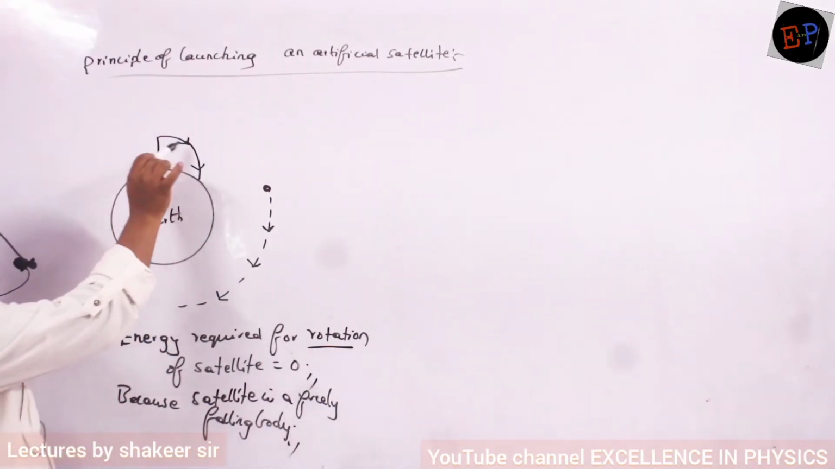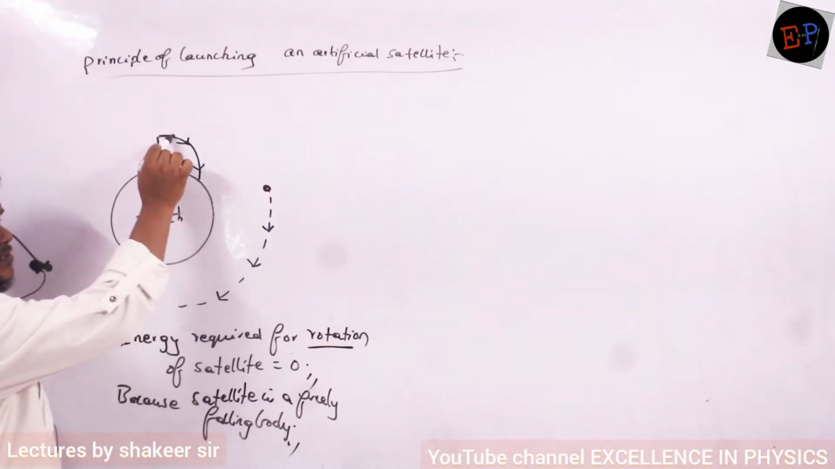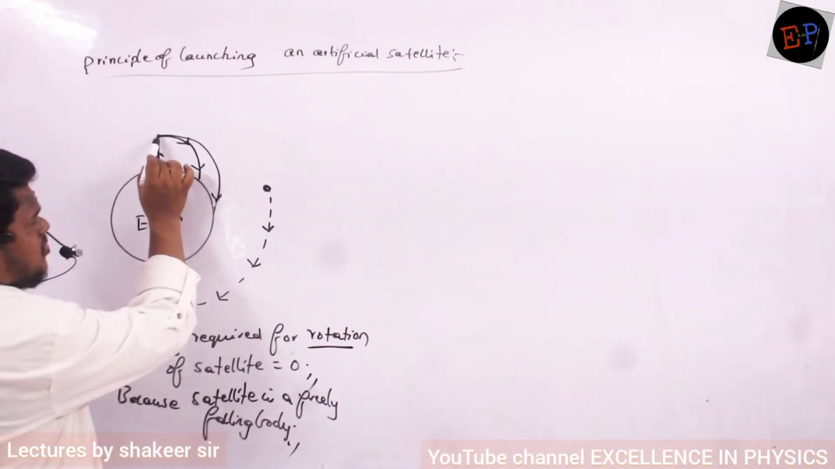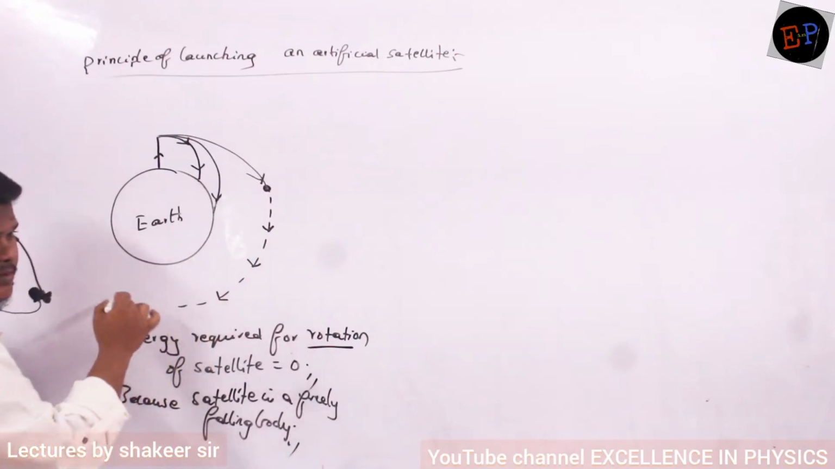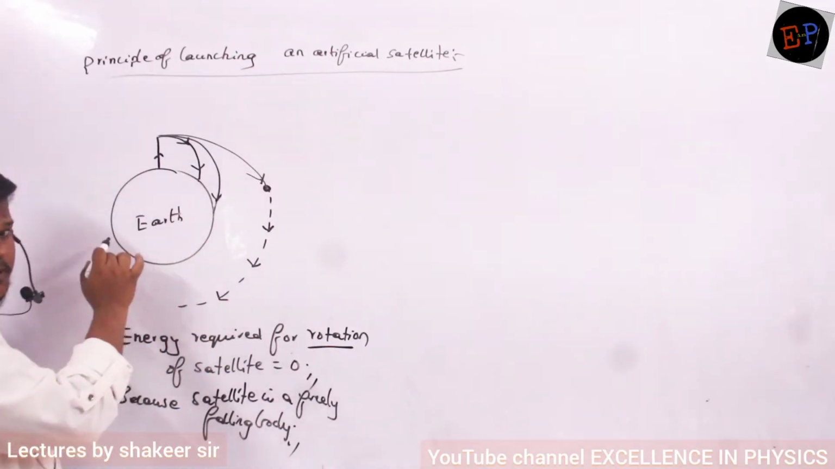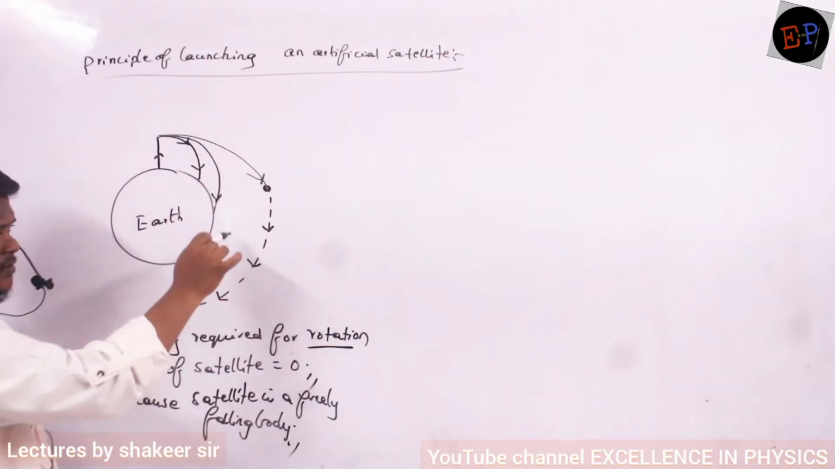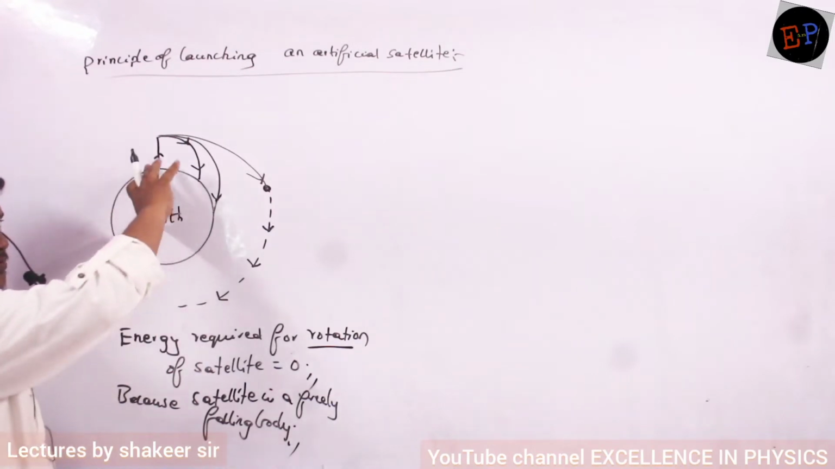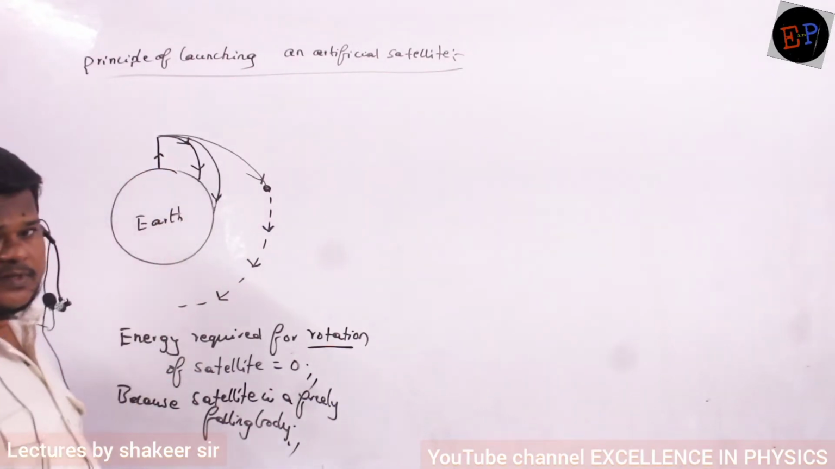If a small horizontal velocity is given, it will fall here. And if I increase the velocity, then it will fall somewhere here. But if I give a suitable velocity, then also it will try to fall down, but there is no earth there. Earth is in the form of a sphere, no? So the satellite is always trying to fall down, but it is not falling, because it is falling along the curvature of the earth, at a particular radial distance from the surface of the earth.